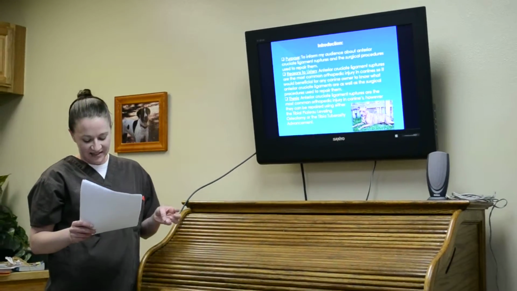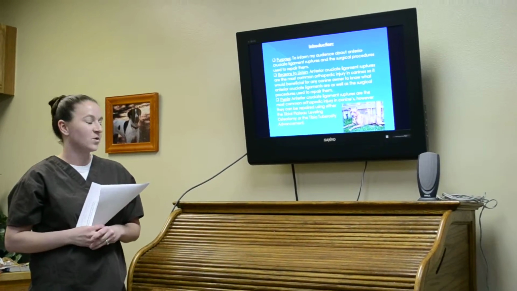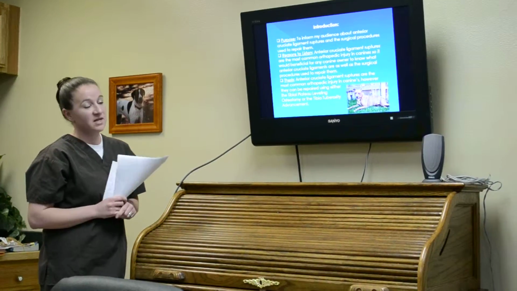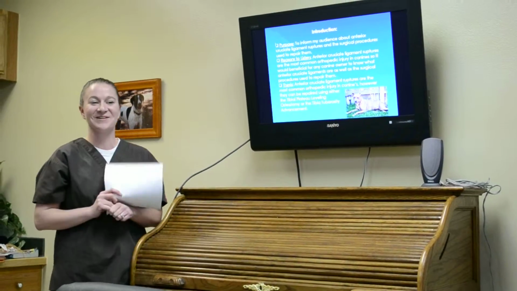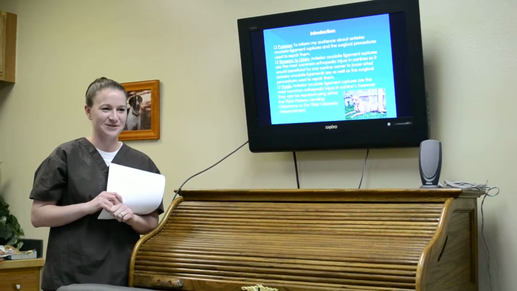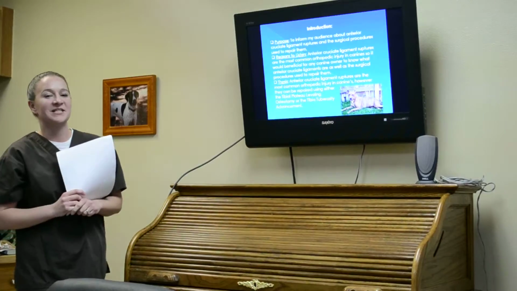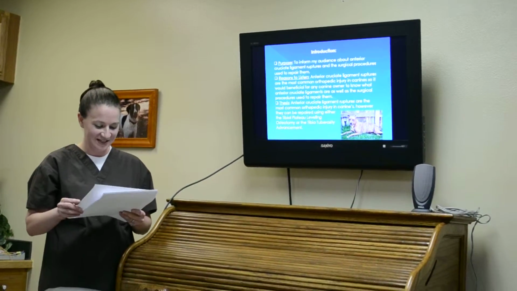I would say that I am capable of presenting this information because I have worked for a veterinarian for the past 2.5 years that has performed many of these procedures, and he is now board certified in surgeries. And also my dog, Trinity, has had 2 of these procedures already. So, moving along.